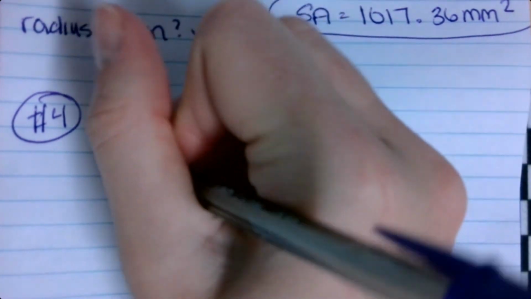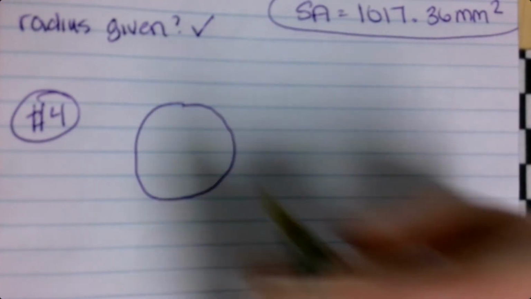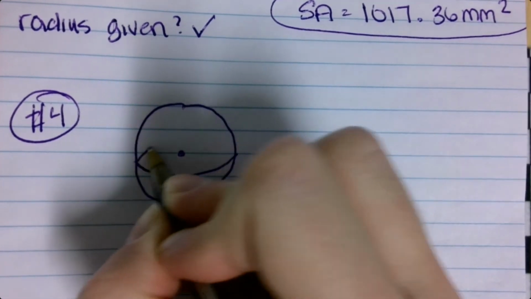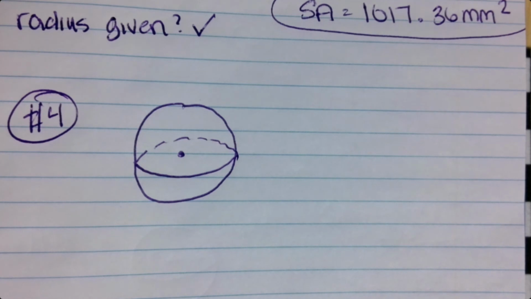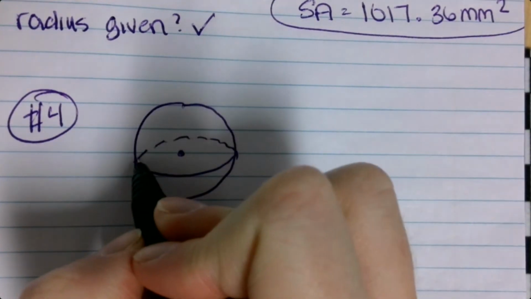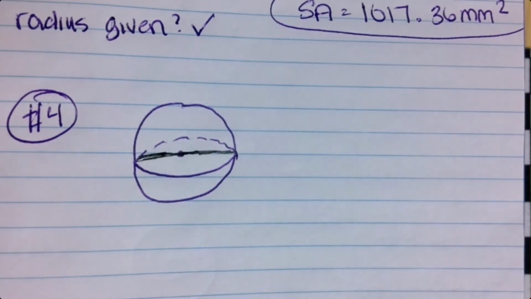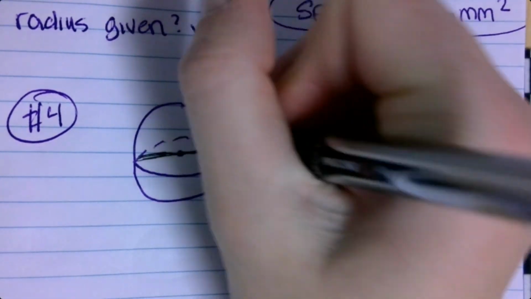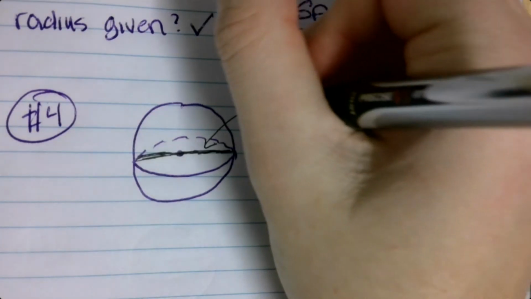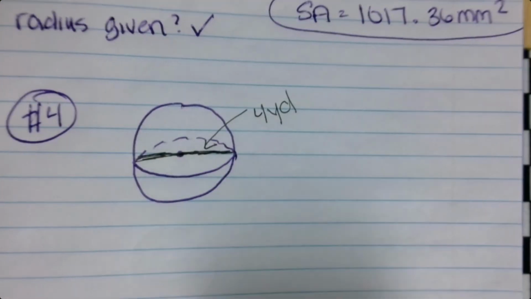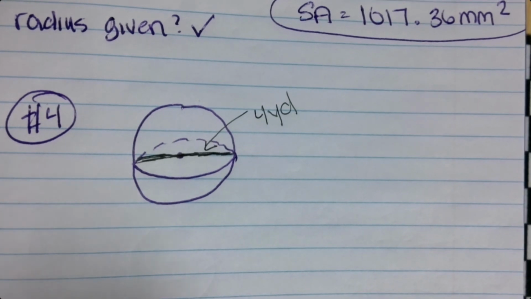Number 4, again, circle, dot in the middle, below, dotted line above. This time I want that line to start at one side and go through the center, through the dot, all the way to the other side. And label that, would you, 4 yards. Okay, pause the video, and then let's check it.